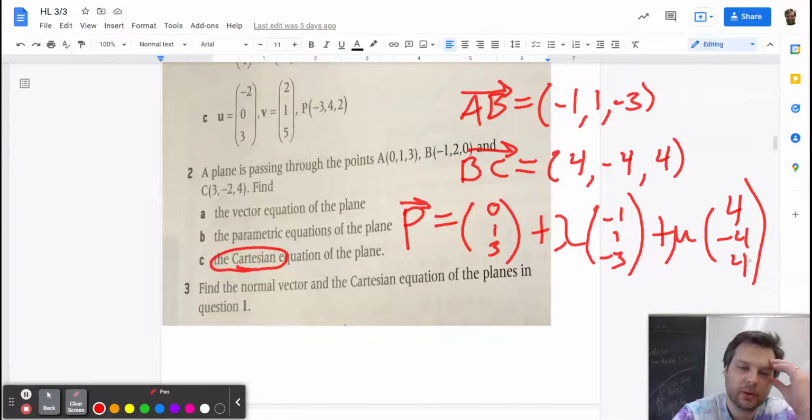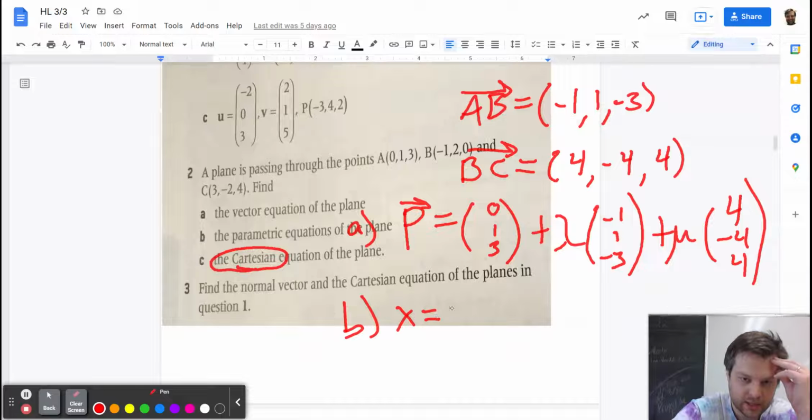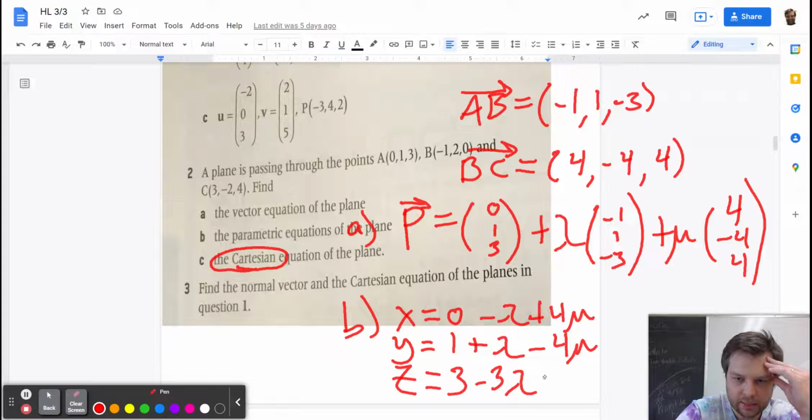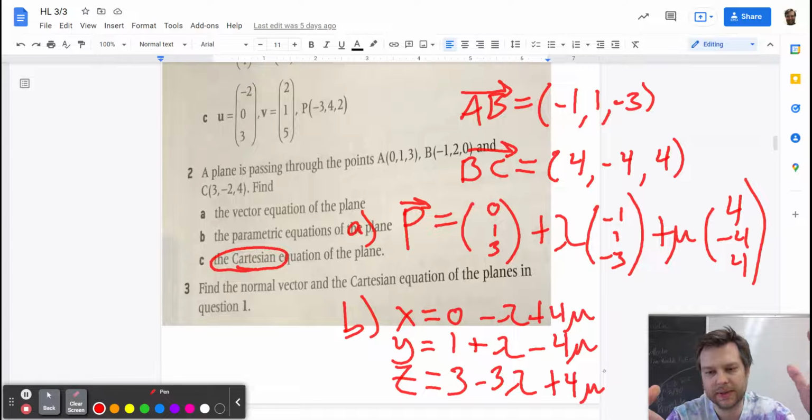The parametric equations are really not too exciting. It's just taking each of those components and writing them in terms of x, y, and z. So x is 0 minus lambda plus 4 mu. Y is 1 plus lambda minus 4 mu. And z is 3 minus 3 lambda plus 4 mu. Just breaking it apart into three pieces.